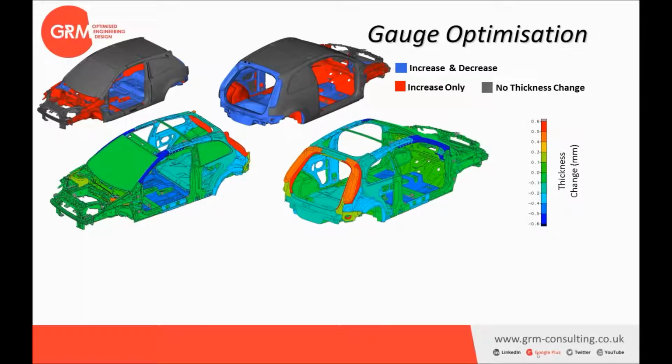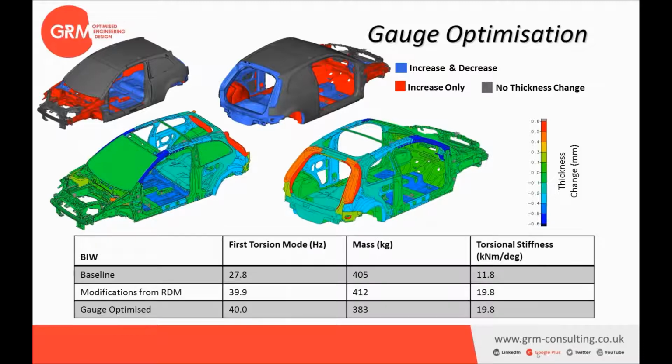This is the thickness change that we obtain after the optimization. And you can see when you compare the first torsional mode that we are almost identical to the solution after modifying the body in white, but with a decrease of mass that is quite important. In fact, we have improved the performance, but also we have reduced the mass compared to the baseline.